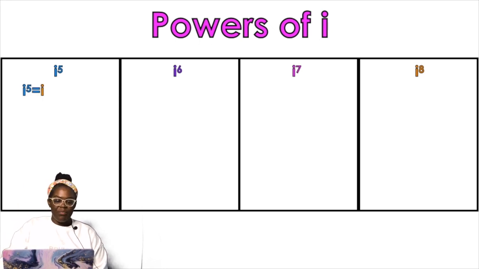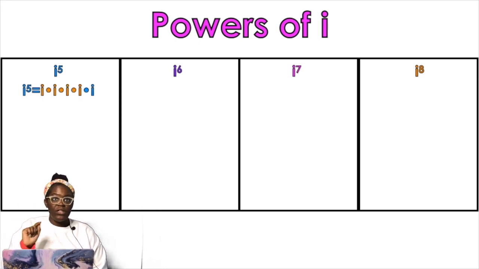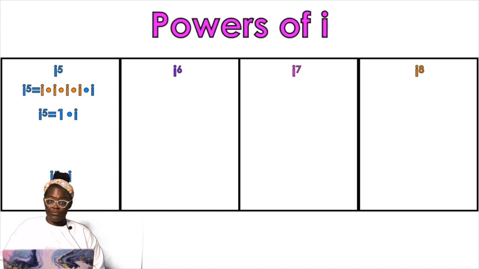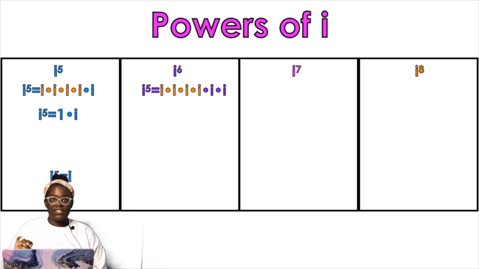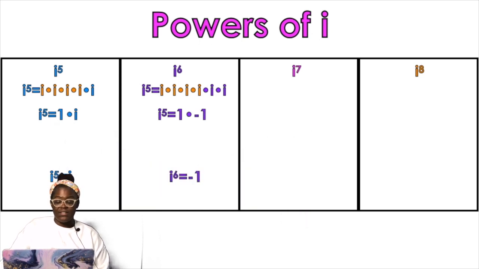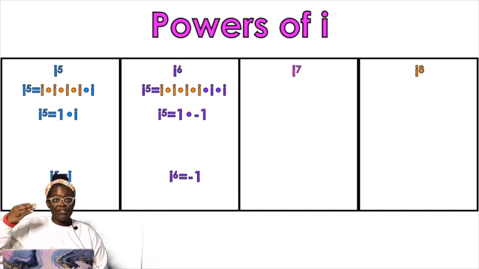So i to the fifth power is 5 i's, right? We know that 4 i's equals positive 1, because that was the previous box. 4 i's equal positive 1, that's why I made them orange. So I'm gonna have 1 times i. Well, 1 times i is what? i. That's i to the first power. Same answer. So I have 6 i's now. So remember, 4 i's equals what? A 1. And 2 i's equals a negative 1. 1 times negative 1 equals negative 1, so i to the 6 is negative 1. So we see how the pattern's repeating.